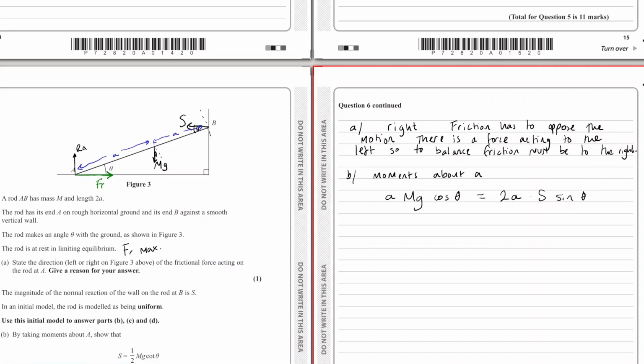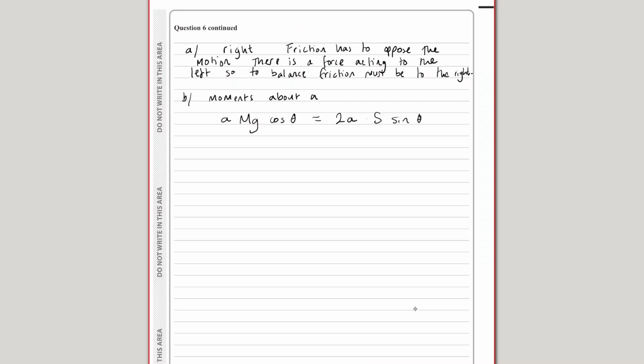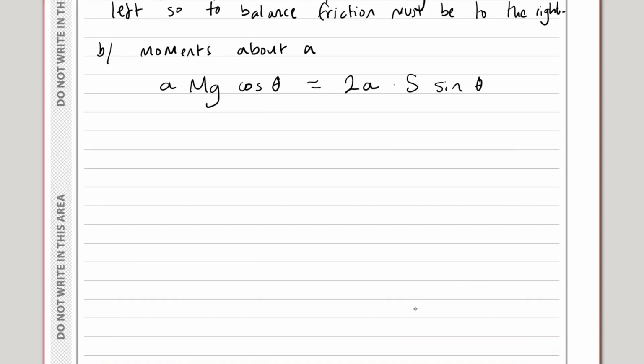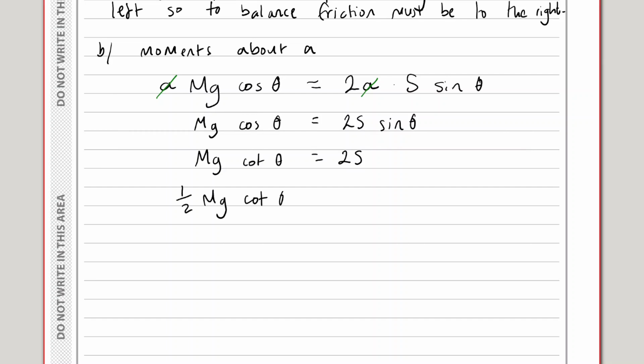Then we can divide both sides by A. So we've got mg cos theta equals 2S sine theta. If we divide both sides by sine theta, cos over sine is cot. So mg cot theta equals 2S, and halve both sides. Half mg cot theta is equal to S.